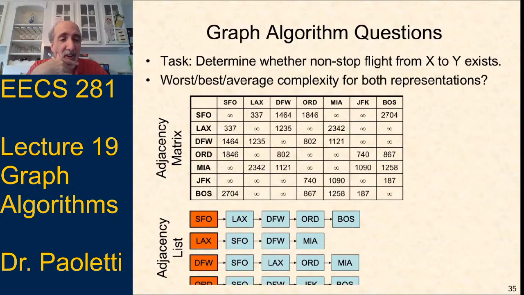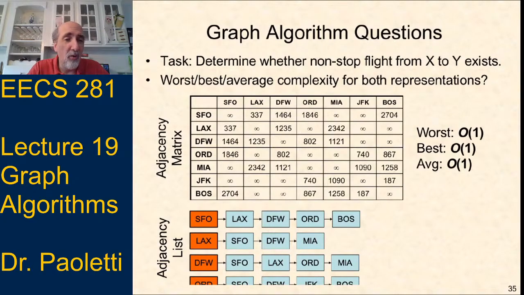Because if there's a number there, there is a connection, and if there's an infinity there, there's no connection. So worst case, best case, average case is O(1). As long as I can turn the city name into a number, into an index in O(1) time, I can do all of those things in O(1) time.